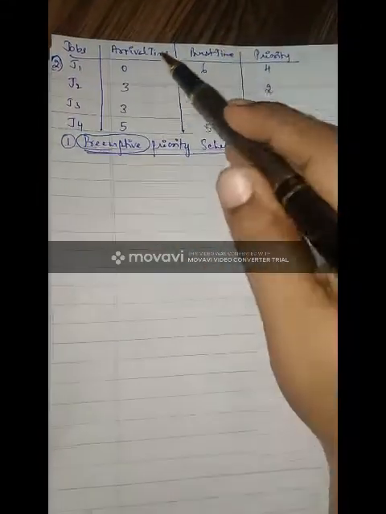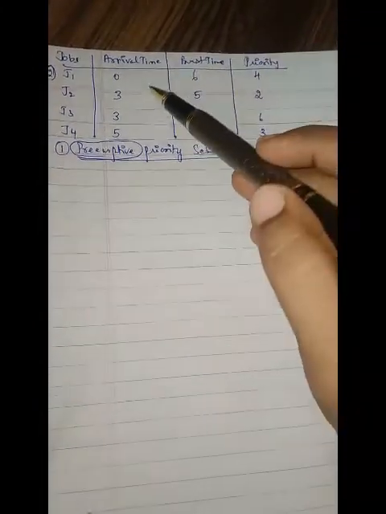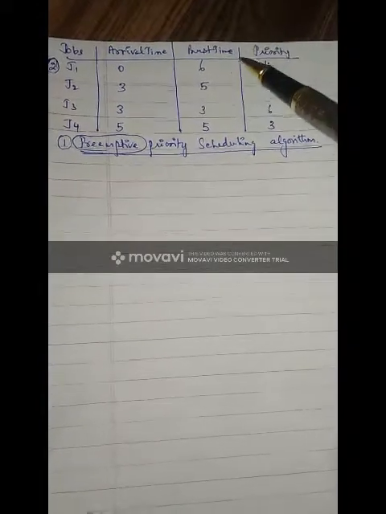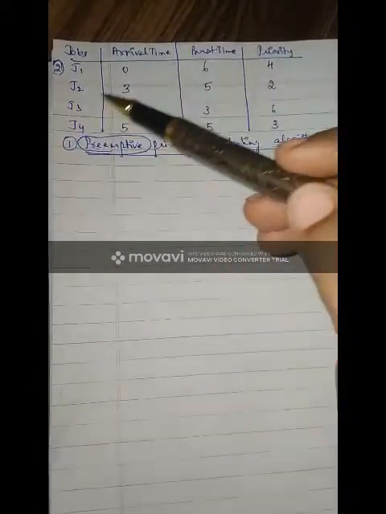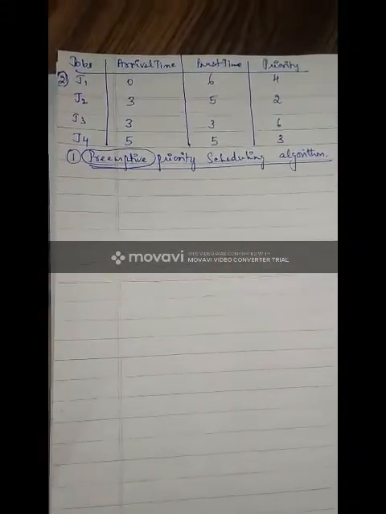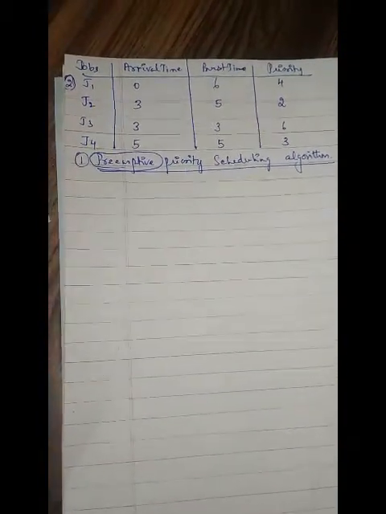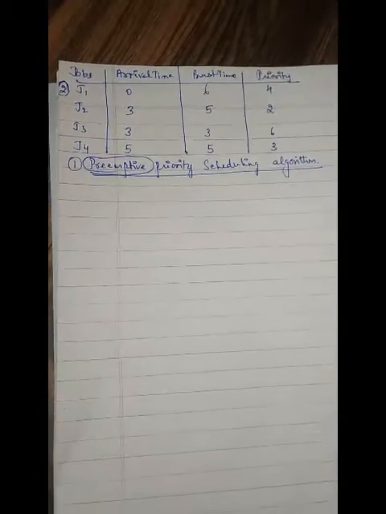Okay, so this is the given data wherein arrival time, burst time, as well as priority are given. Arrival time is nothing but when the job came into the system, whereas burst time is how much time that particular job or process takes to execute or complete, whereas priority is nothing but each of the jobs will be given some priority. Based on that, jobs will be executed.